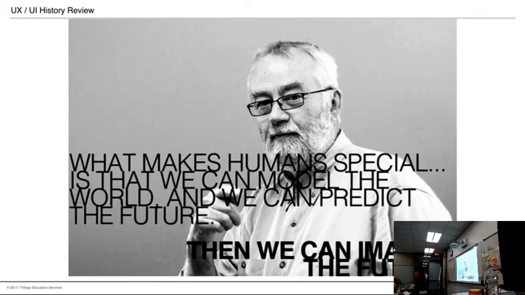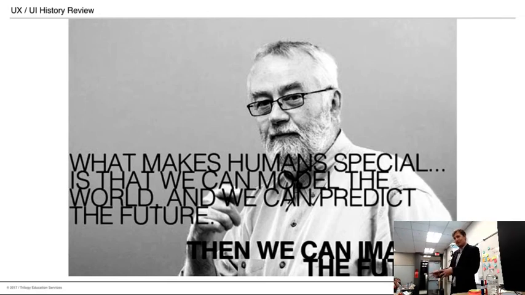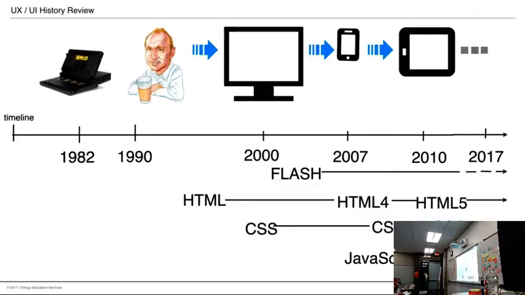He's kind of famous for saying, what makes humans special is that we can model the world and then we can predict the future. What's nice about that is we can imagine that the world does not have to be the way it is. UX allows us to think about this, but the world can change and we can evolve from that. Now, we were here, right? We're here in 2017. Everybody with me? We're in 2017?